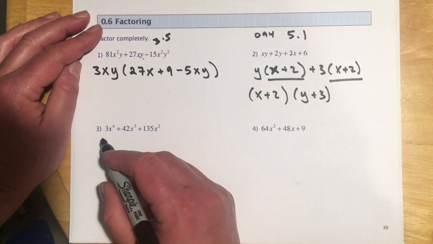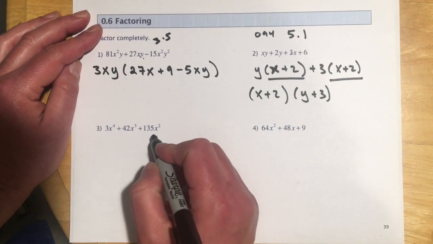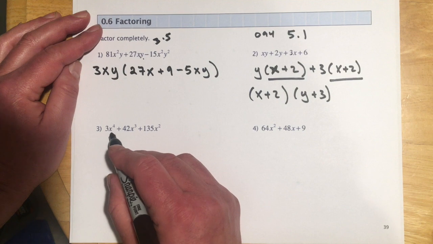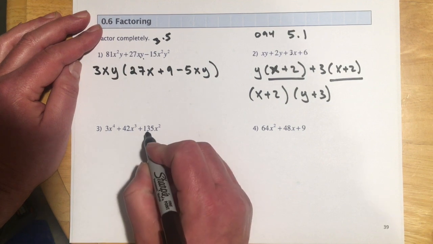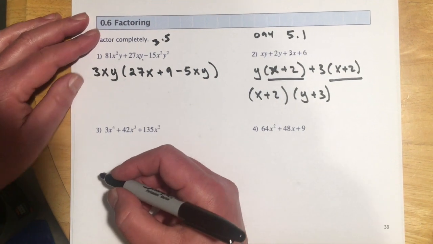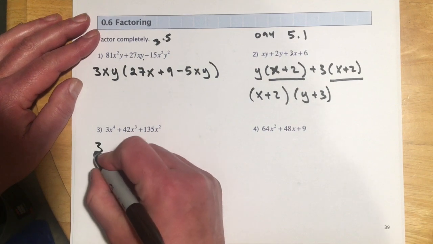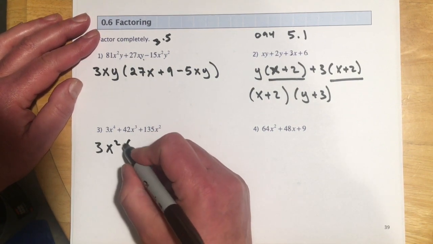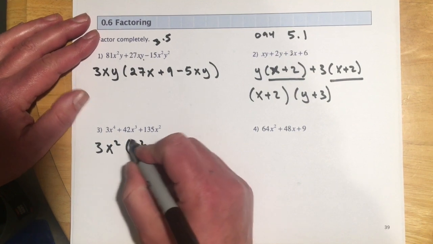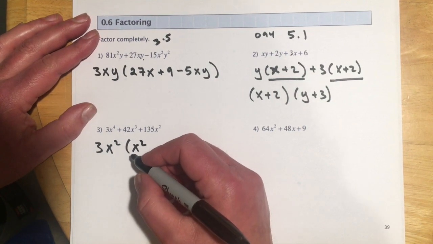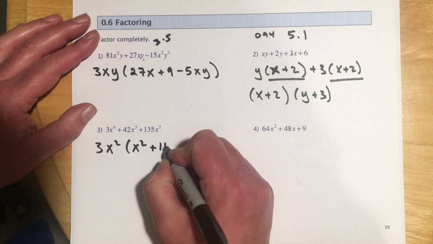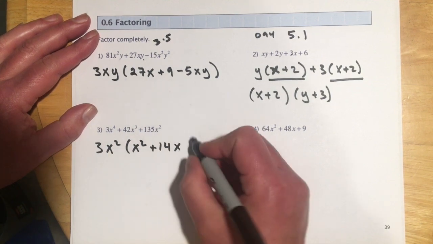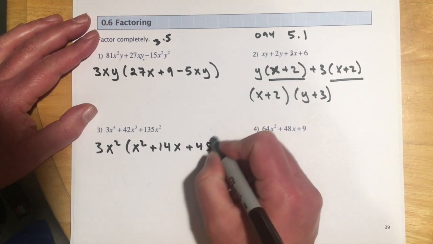For number 3, this one, we're going to hope it has a GCF, and if you bust out the calculator and go 3 into 135, you'll find it goes 45 times. So I could take a 3 out front, and my smallest power is x squared, and that's going to leave an x squared from that first term. 3 into 42 would be 14 x, and then 3 into 135 goes 45.